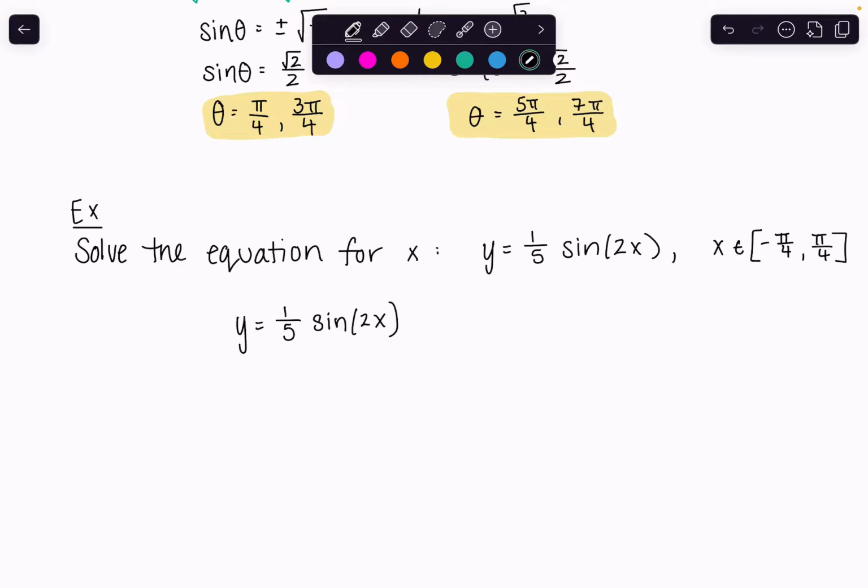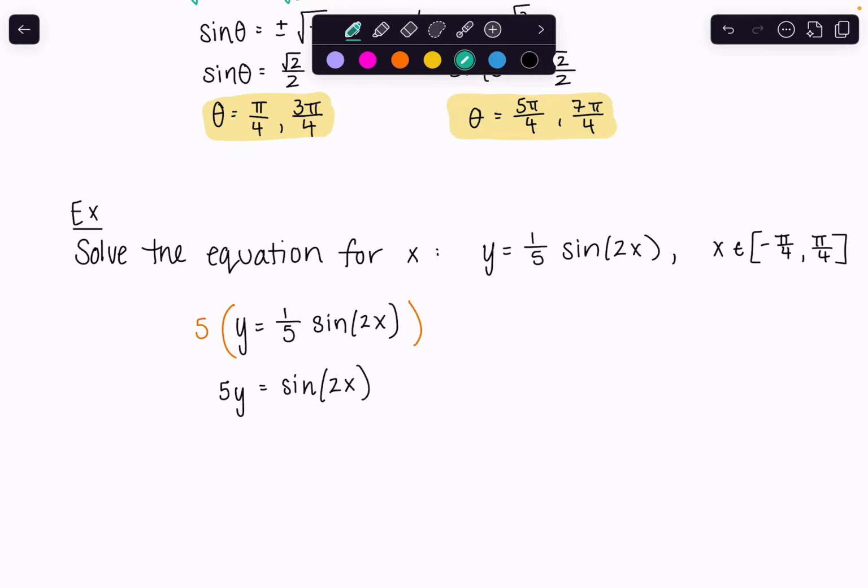So first thing I need to do is get rid of that 1/5. So I'm going to go ahead and multiply everything by 5. That gives me 5y equals sine of 2x. And then I need to get rid of this sine function. And so the only way I can cancel that out is using my arc sine. So really at this stage, I want to take arc sine of each side. This is a little weird to write, but that's the idea.